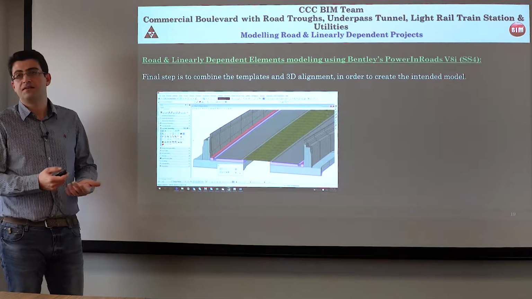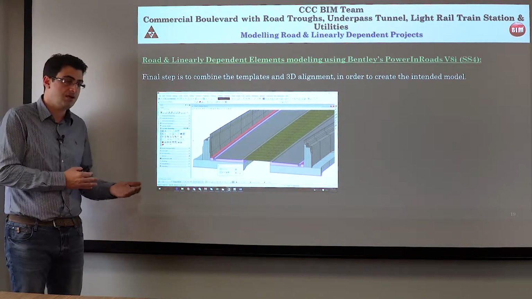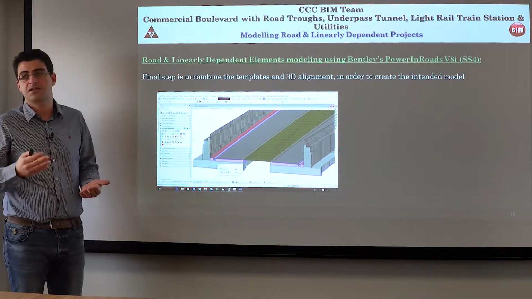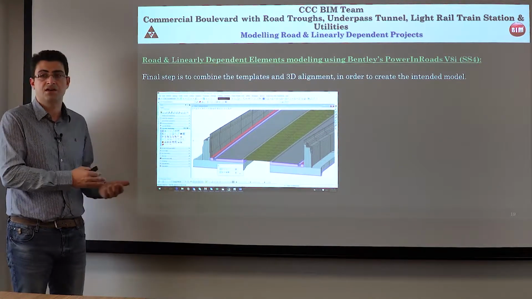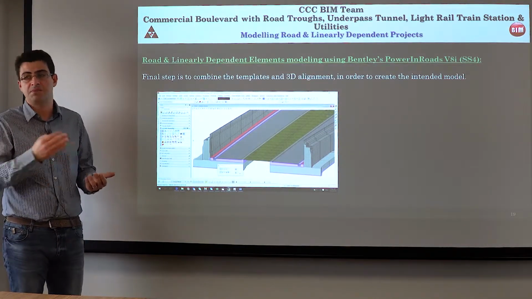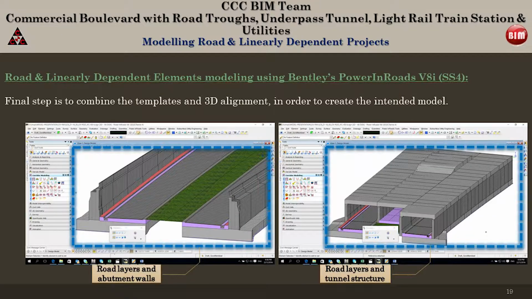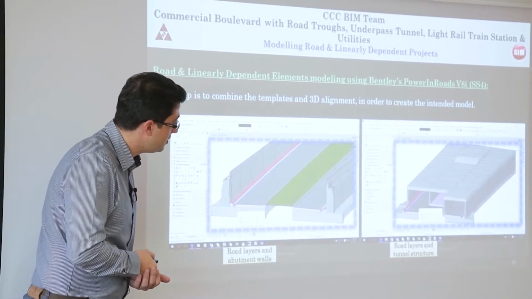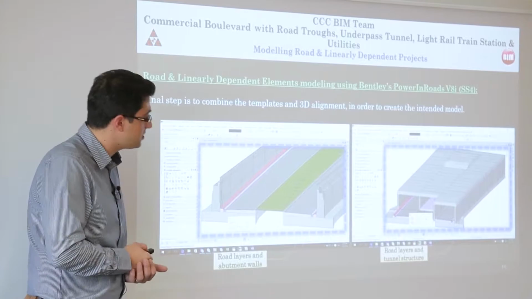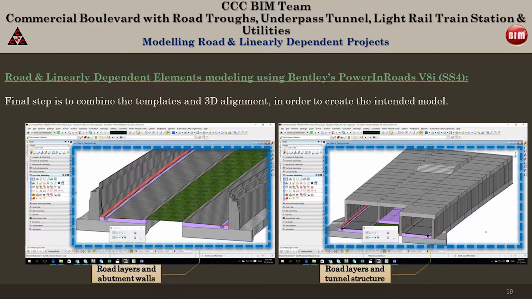The final step is to combine these two together. From chainage X to chainage X plus A, assign one template, from X plus A to X plus B, another one, and so on and so forth. As a result, we're going to get 3D models that have all these layered and linearly dependent geometries, one by one, and even very, very complex ones, such as tunnels, elements within the tunnels, bridges, and structures that are not easily created through conventional modeling.